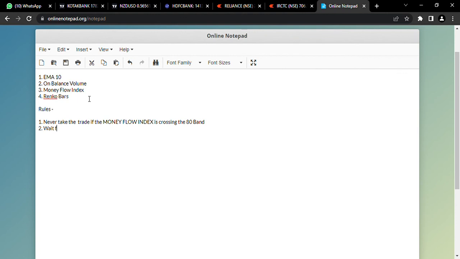Okay, and wait for the confirmation after the breakout or breakdown. Wait for two candles at least, wait for 2 bars to form. So these are some rules for our strategy which you have to follow. If you follow this, you will easily get the returns.